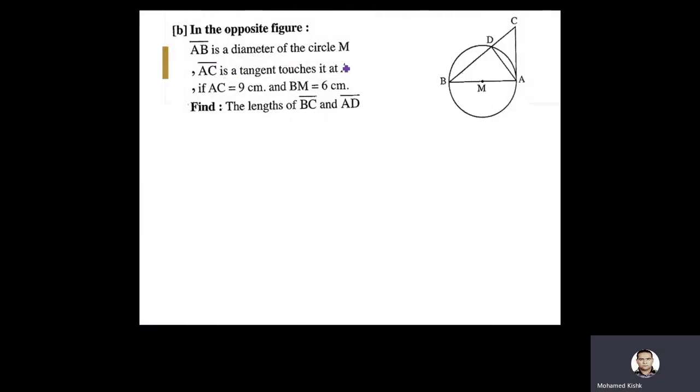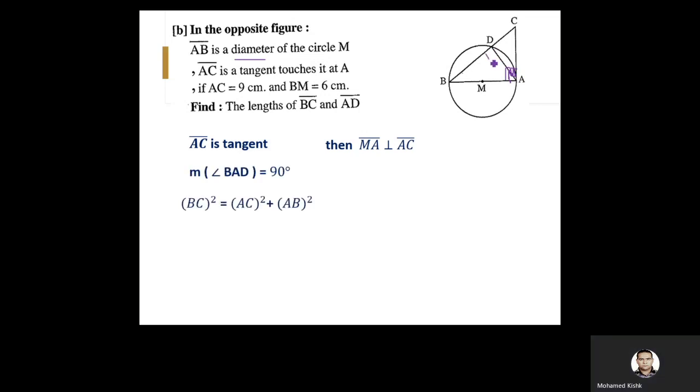In the opposite figure, we have AB is diameter, and AC touches the circle, so AC is tangent. Since AC is tangent, this angle will be 90 degrees. Okay, let's look at AB is diameter. So angle ADB, this angle, is inscribed, drawn in a semicircle, that means this is 90.